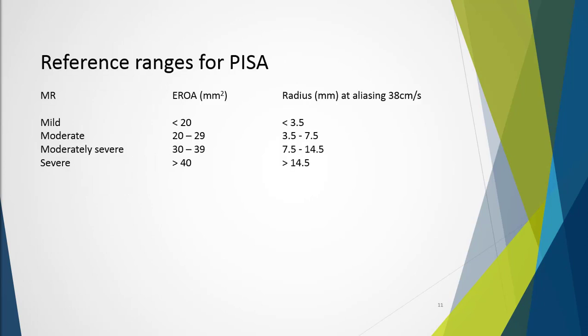So for the ranges that we use for determining the severity of regurgitation, we can look at the effective orifice area, or actually the radius itself, when specifically we use an aliasing velocity of 38 centimeters per second. So if we had an EROA of greater than 40 millimeters squared, 0.4 centimeters squared, then we'd classify it as severe.